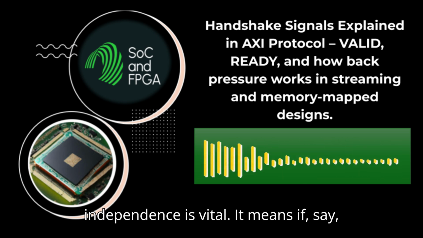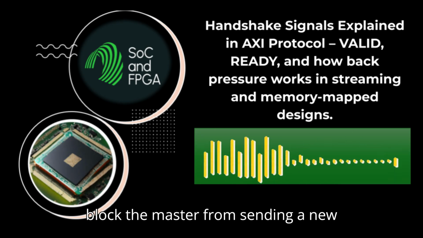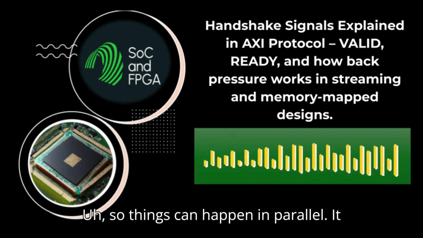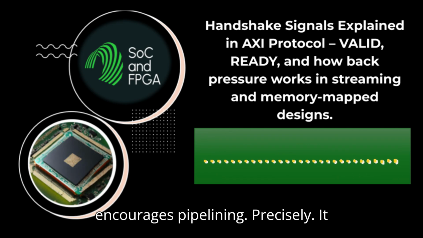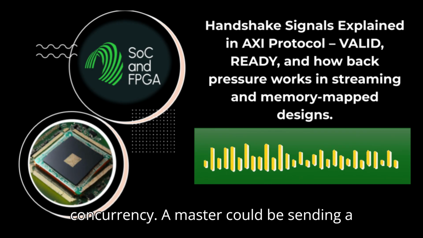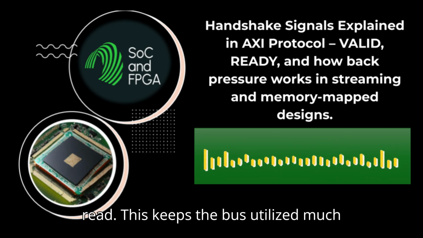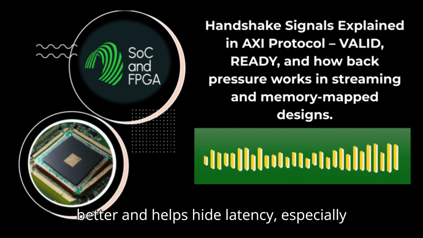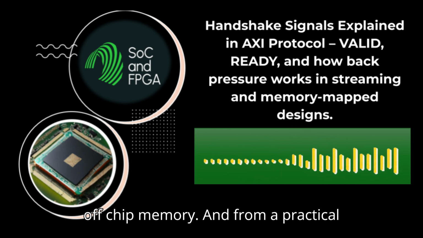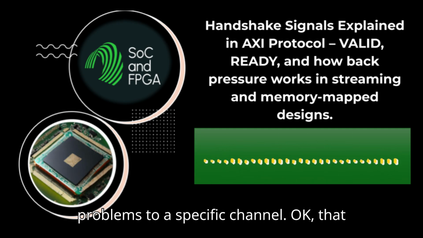Exactly. That independence is vital. It means if, say, the write data channel gets stalled because a buffer is full, it doesn't block the master from sending a new address on the write address channel or doing reads on the read channels. So things can happen in parallel. It encourages pipelining. Precisely. It allows for a really high degree of concurrency. A master could be sending a new read address while the slave is still busy sending back data from a previous read. This keeps the bus utilized much better and helps hide latency, especially if you're talking to something slow like off-chip memory. And from a practical standpoint, it also makes debugging a bit easier because you can often isolate problems to a specific channel.